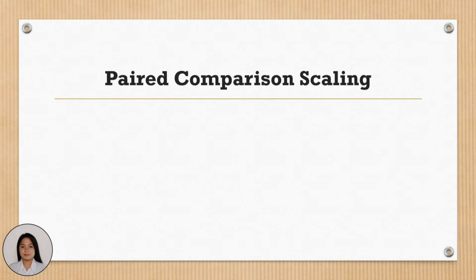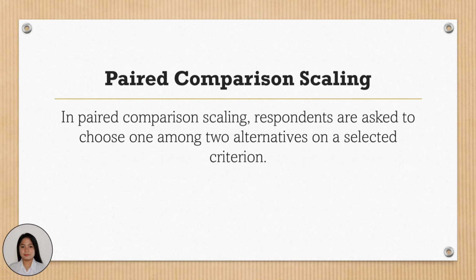5.6.1 Paired comparison scaling. In paired comparison scaling, respondents are asked to choose one among two alternatives on a selected criterion. Ang halimbawa naman nito ay papipiliin ang respondent sa dalawang sikat na brand ng toothpaste ayon sa kanilang quality. And a comparison scaling can still be useful technique to compare various stimuli.